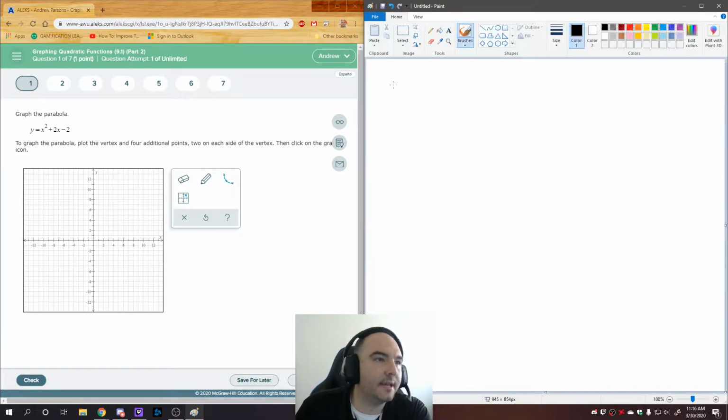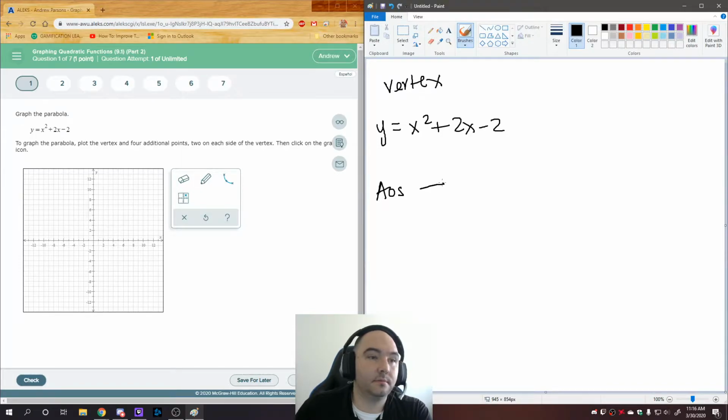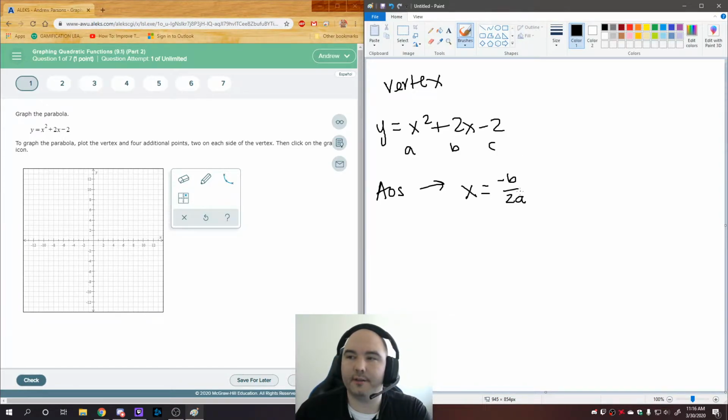The vertex can be found by taking the equation and finding the axis of symmetry. So let's start with that. Axis of symmetry: x equals negative b over 2a, which means you take the opposite of the b value and put it over twice the a value. In this case, the a value, b value, and c value are written out like this.